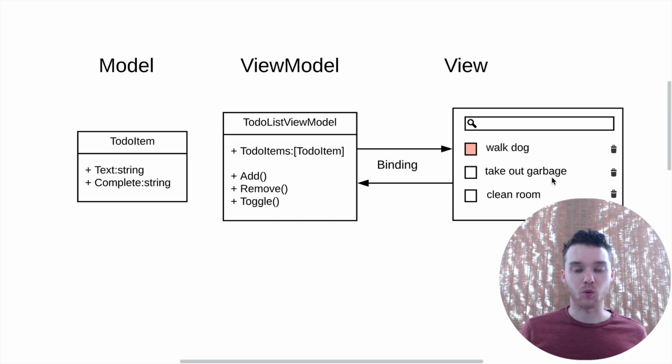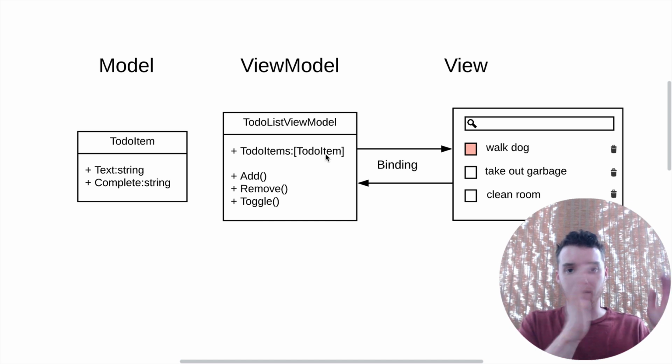Now in this case, we have a to-do list. So what we're going to be displaying to the user is a list of to-do items. And this view model is going to keep track of all of the different to-do items that are going to show up on the view. Anytime we add a to-do item to this to-do items view model, or we remove one, or we toggle one, it'll update the view. It'll update the user interface. So this view model, we could just call it to-do list view model. And it has an array over here called to-do items.